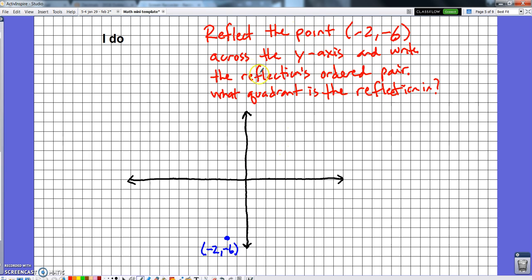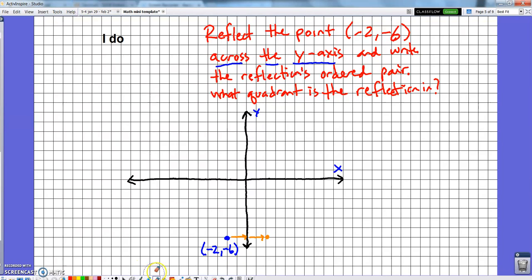And I'm going to reflect it across the y-axis. So remember, I have an x-axis and I have a y-axis. And so to reflect it across the y-axis, which is this one, I'm going to go 2 units to the y-axis and then 2 units to the other side, to right here.